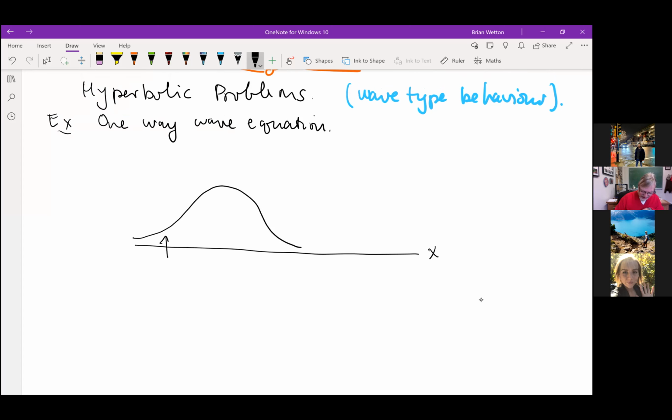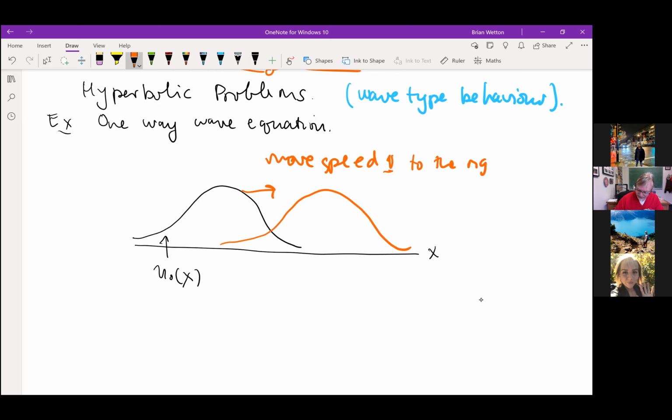I'm going to want to be able to give an initial profile to the solution. And I want the solutions of the partial differential equation to have the property that that profile will move with constant speed. I'll normalize things so that it has speed 1 to the right. So I want this thing to move without changing shape, with speed 1 to the right, without changing shape.